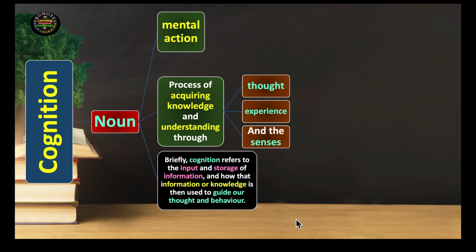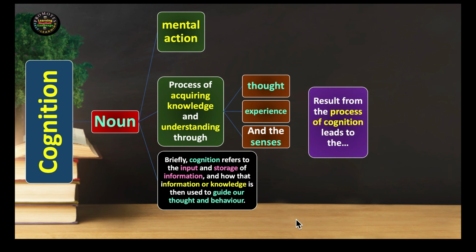Briefly, we can say cognition refers to the input and storage of information, and how that information or knowledge is then used to guide our thought and behavior. When we say input and storage of information, in other words, it is the same as acquiring knowledge and understanding of something. And then once you acquire knowledge, let that knowledge guide you to improve your way of thinking and behavior. The result of the process of cognition leads to perception. It develops our perception. When you have a good understanding of something, when you have acquired good knowledge about something, it develops your perception, your outlook towards something.